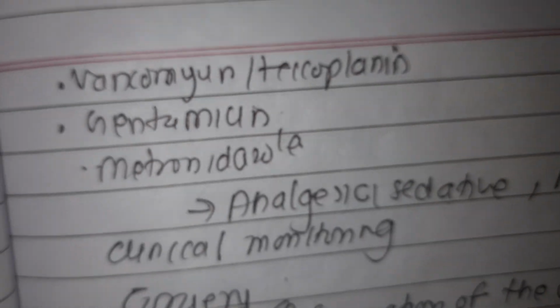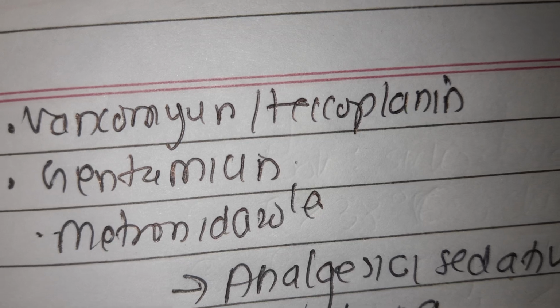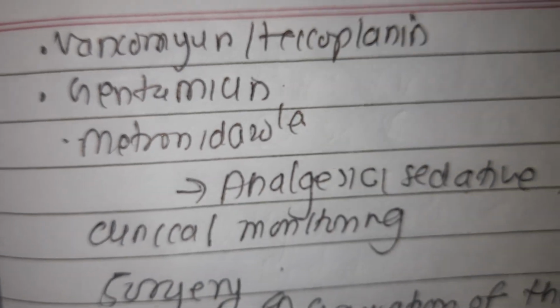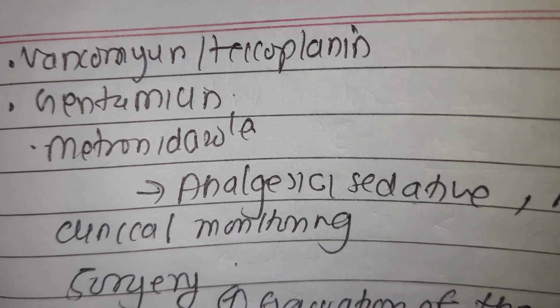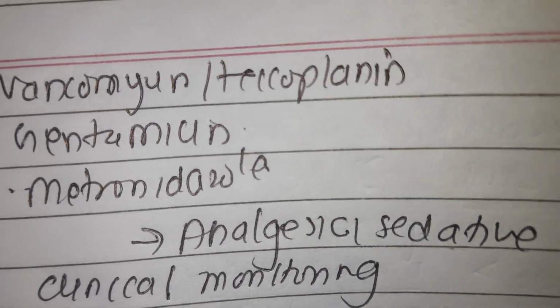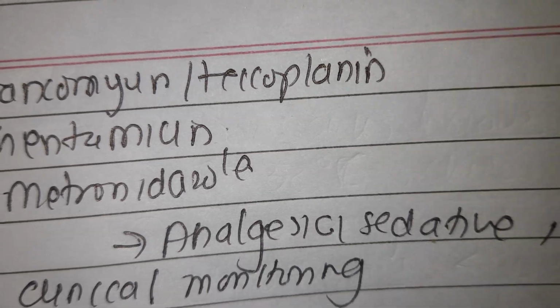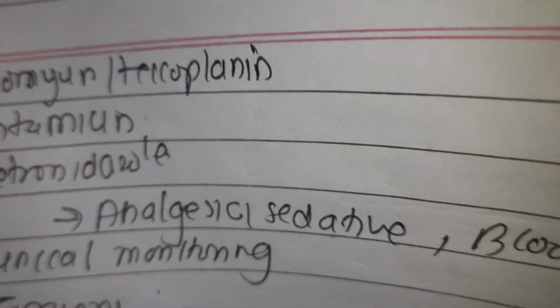Vancomycin or teicoplanin may be added for MRSA resistant to clindamycin. Gentamicin can be given when renal function is normal, and metronidazole covers anaerobes. Piperacillin, tazobactam, and carbapenem cover most organisms except MRSA. So that was all. And analgesic and sedative.